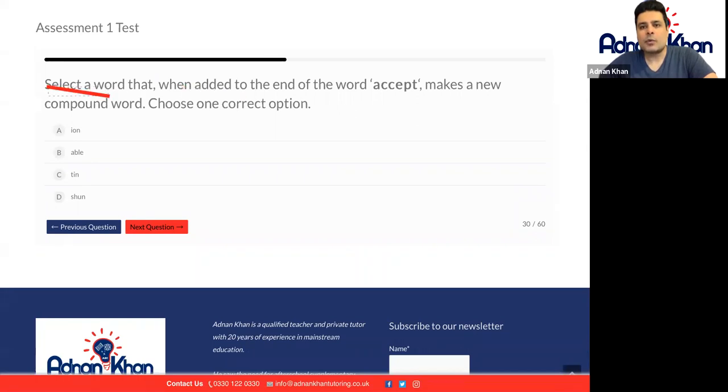Select a word that when added to the end of the word "except" makes a new compound word, and then choose the correct option. Okay, this makes sense. What we're doing here is trying to add one of these words, A, B, C, or D, at the end of the word "except" to make a brand new word. All right, so let's have a look.